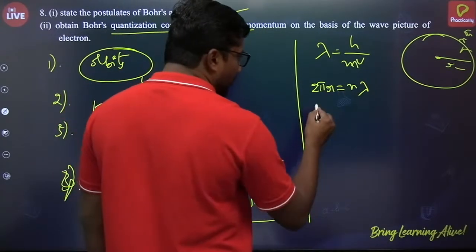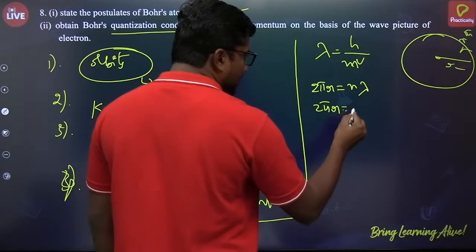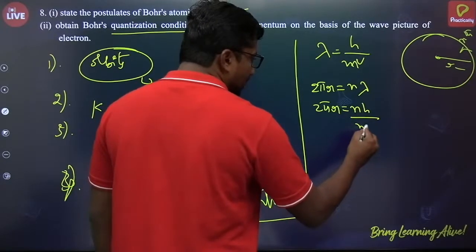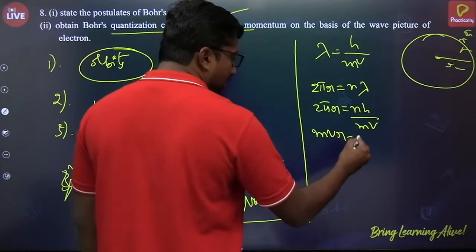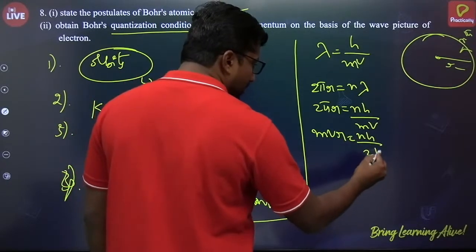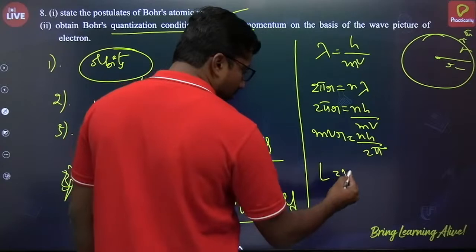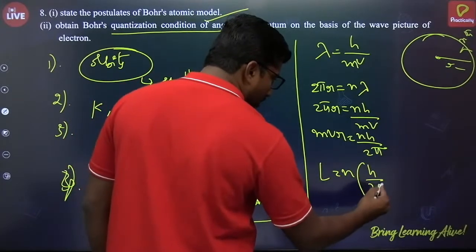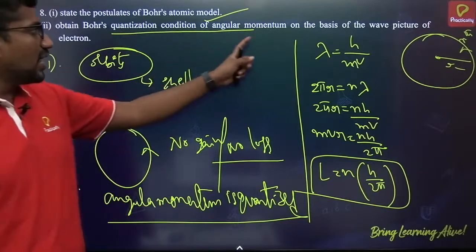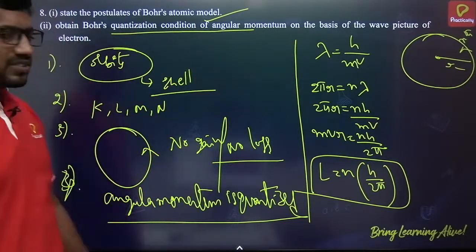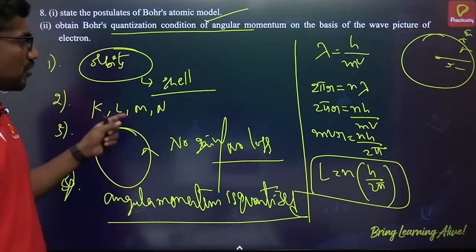Then if you substitute lambda here, 2 pi r equals nh by mv. If you bring mv to this side and 2 pi to the other side, mvr equals nh by 2 pi. That means L equals n times h by 2 pi. This represents the condition of angular momentum on the basis of the wave picture. So this is how you can solve this question.